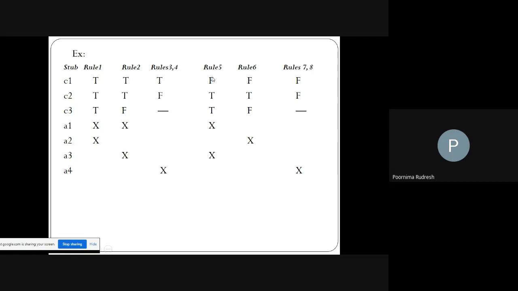Rule 5 says that if C1 is false and C2 and C3 are true, then actions A1 and A3 occur. Similarly, rule 6 says if C1 and C3 are false and C2 is true, then action A2 occurs. For rules 7 and 8, if C1 and C2 are false and C3 is a don't care condition, then the action A4 occurs.